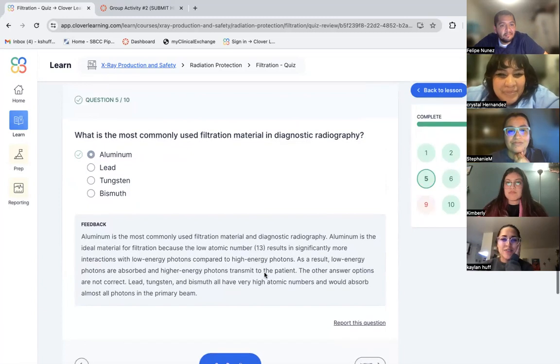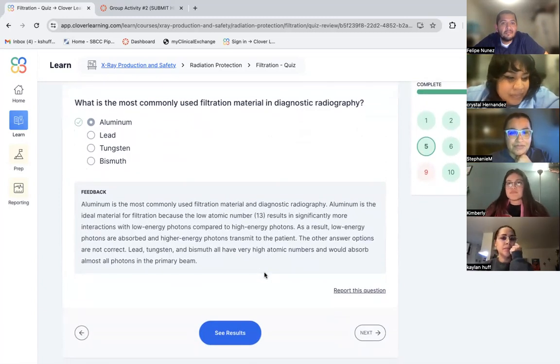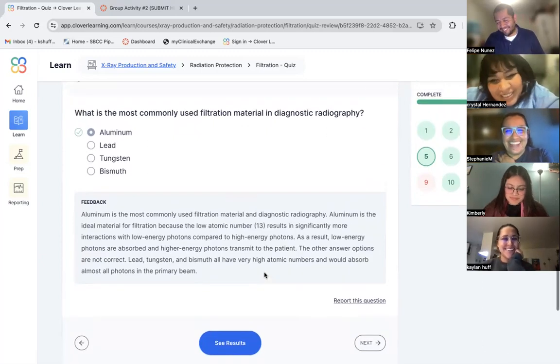And then Felipe, you already said the answer to this one, just barely, that it's aluminum. Oh, the most commonly used. Jumped ahead, but we still got it. Sorry. Yeah. Me and the big mouth. Sorry.